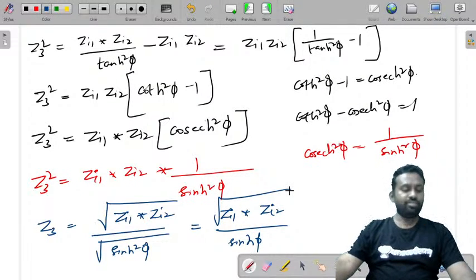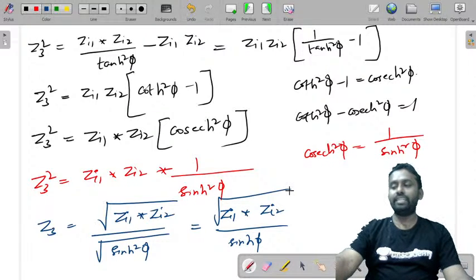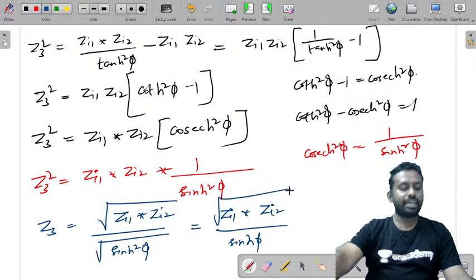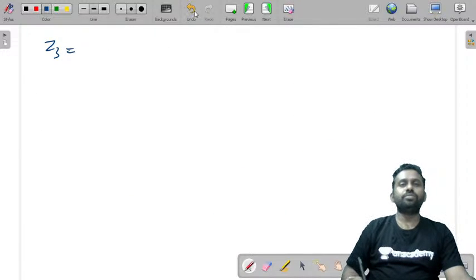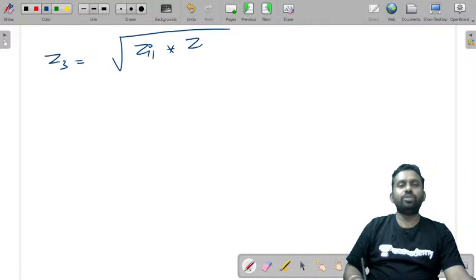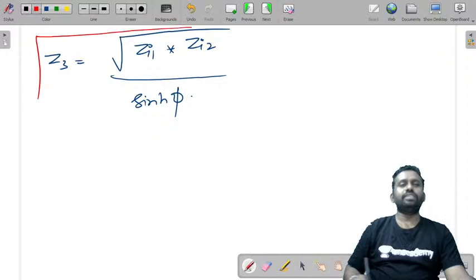So in this way you'll get the value of z3. So z3 value is root over zi1 into zi2 by sinh phi. Let's write what is the z3 value. So z3 is equal to root over zi1 into zi2 by sinh phi. So this is the value of z3.